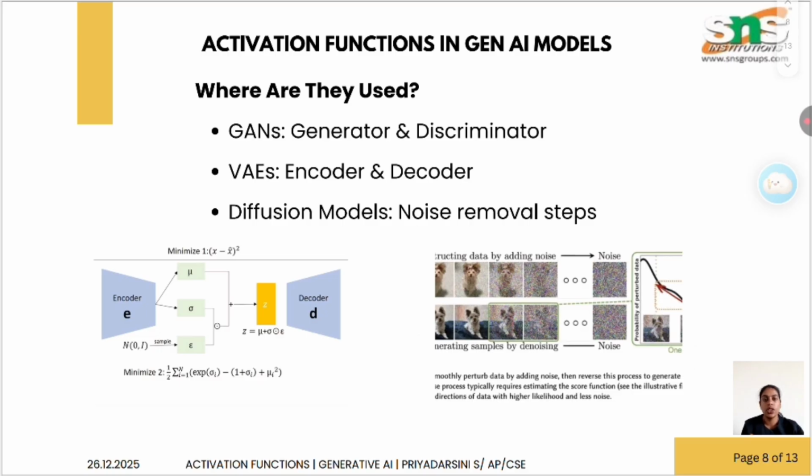And where are activation functions used in generative AI? In generative AI models, activation functions are used in different components. In GAN, generative adversarial networks, both the generator and discriminator use activation functions. In variational autoencoders, they are used in both the encoder and decoder. In diffusion models, they help during the noise removal steps to refine the output progressively.